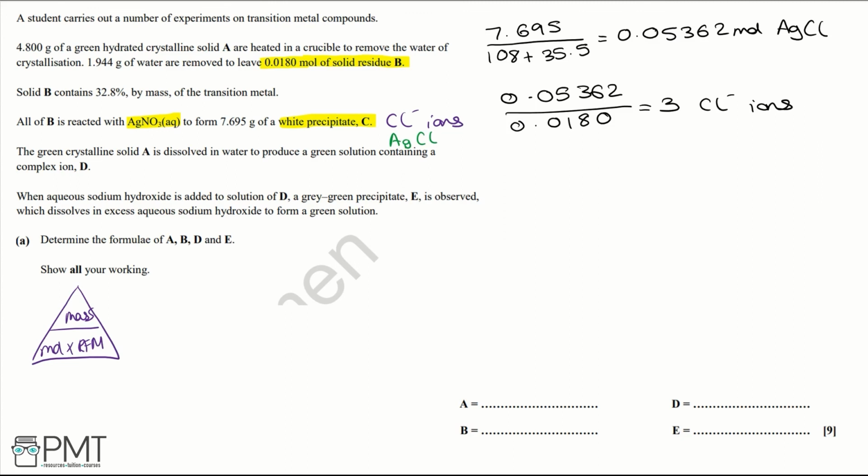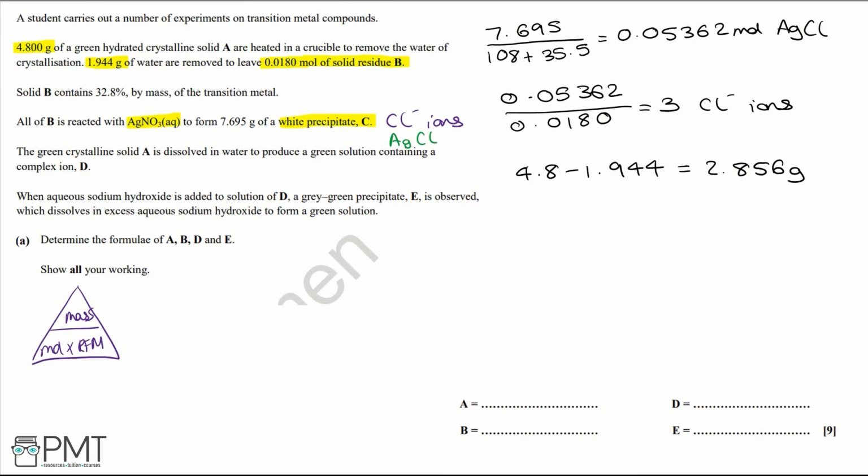So next we're going to use the equation triangle to work out the relative formula mass of B. And we're going to use mass divided by moles. So that's going to be 4.8 minus 1.944. That gives us our mass of B, which is going to be 2.856 grams. And we've worked this out using the 2 masses we're given in the question, where we're told that solid A, we heat it up and we remove the water and we're left with B. So minusing the 2 masses is going to give us the mass of B.